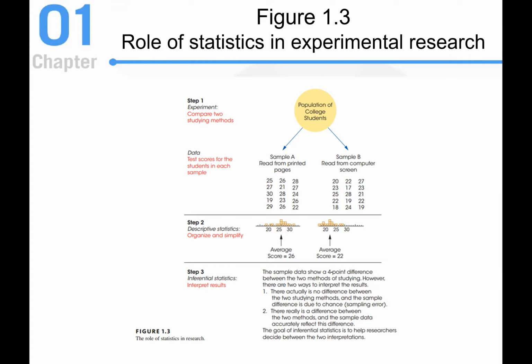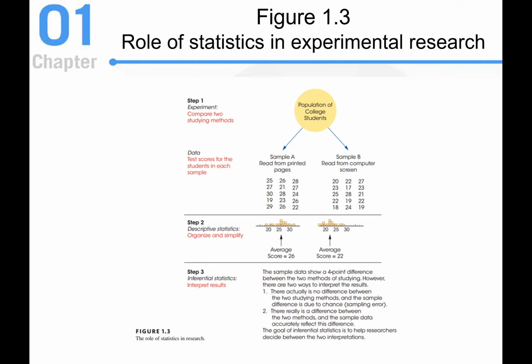The second interpretation of the results is that there really is some kind of difference between the 2 methods, right? And the sample data accurately reflect this particular difference. So in this case, we would say something like, the sample who read from printed pages have higher scores than those who read from a computer screen. And so reading from printed pages is going to yield higher scores than reading from a computer screen. That's what the second interpretation is about, right?